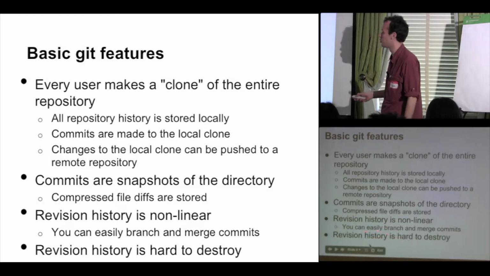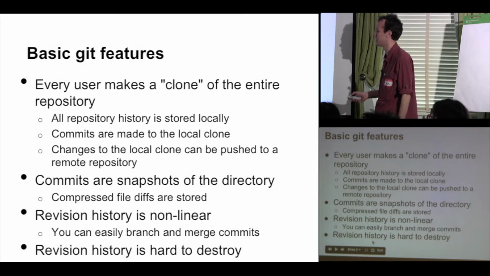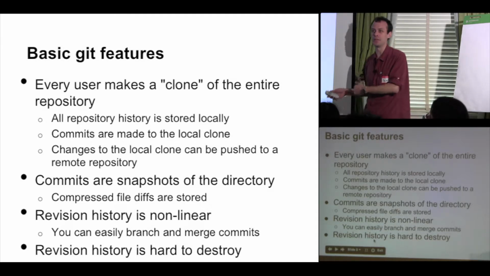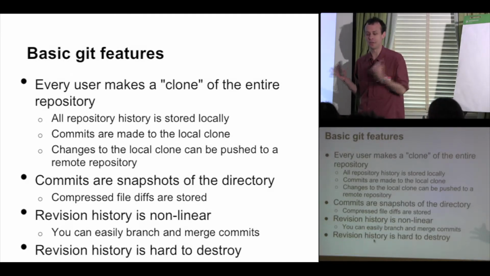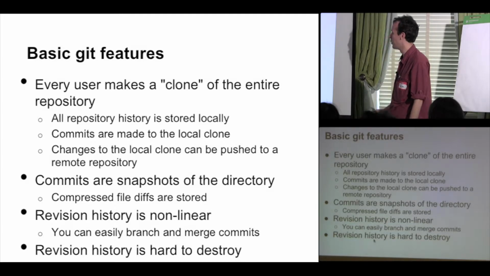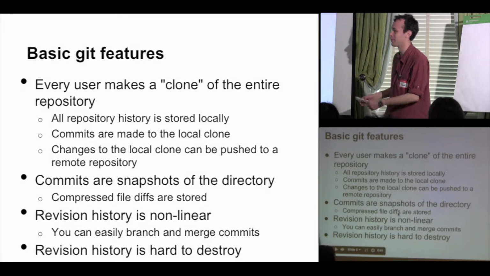The other cool thing about Git is it's really hard to destroy revision history. If you set out to do it, you can, but it's very difficult to do accidentally. Which is good for the whole backup thing we were talking about before.